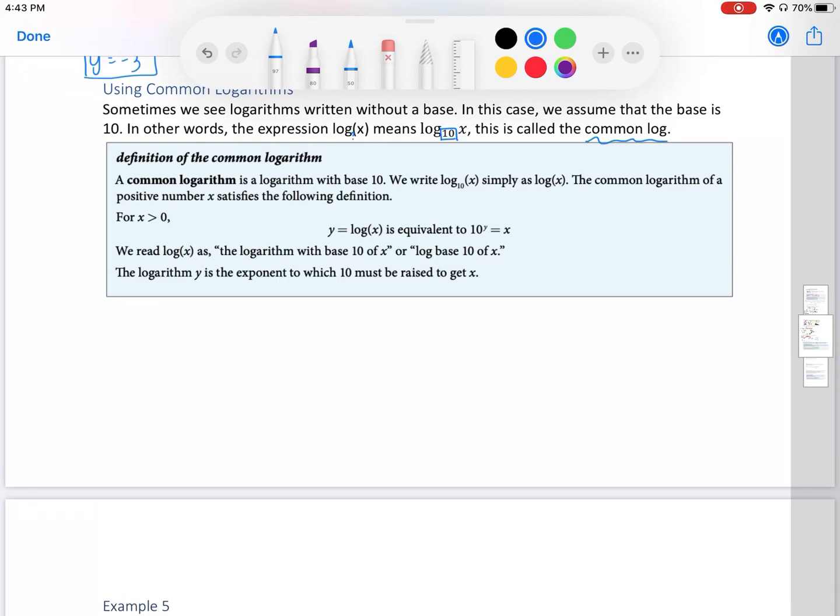A common logarithm is a logarithm with base 10. We write log base 10 of x simply as log of x. The common logarithm of a positive number x satisfies the following definition. For x greater than 0, meaning x is positive, y equals log of x is equivalent to 10 to the y power equals x. We read log of x as a logarithm of base 10 of x, or just log base 10 of x. The logarithm y is the exponent to which 10 must be raised to get x.